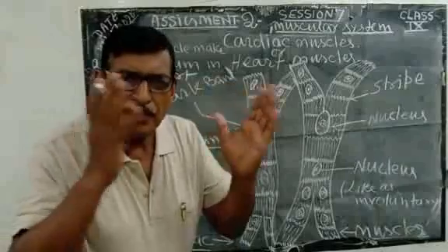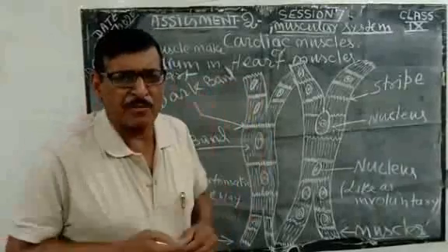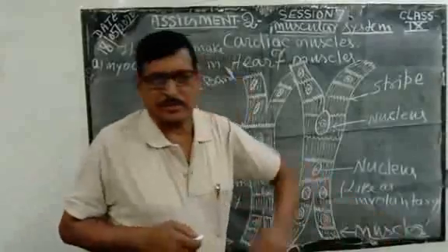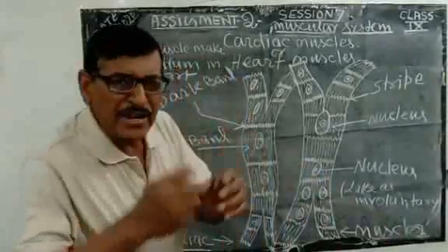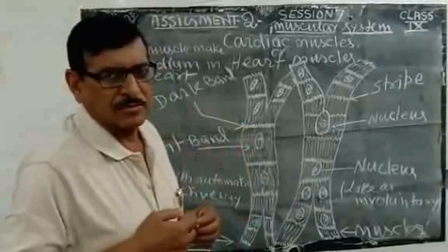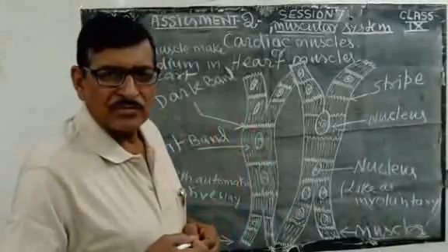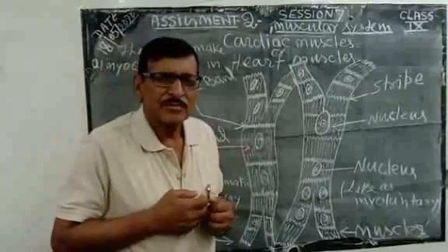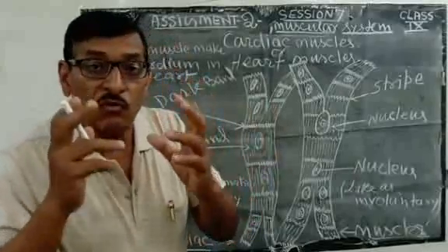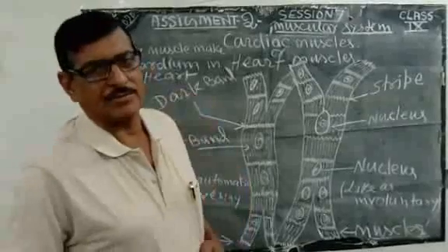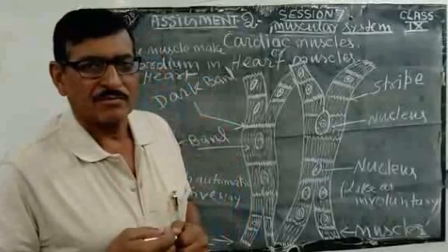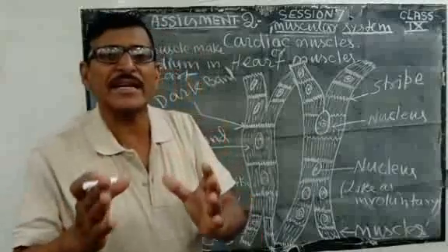I have printed a diagram. That diagram is related to cardiac muscles. When we see the cardiac muscle through a microscope, we get that these cardiac muscles are involuntary in nature, but their shape is different from other involuntary muscles.